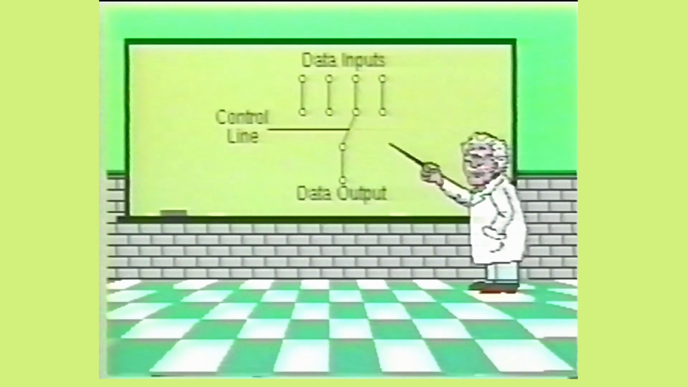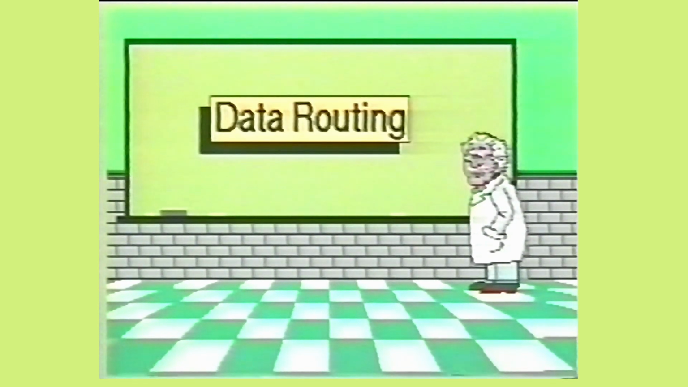The multiplexer may be considered an electronically controlled switch in which one of the data inputs is connected to the output. The input information being transferred to the output is determined by the control lines in the circuit. This method of selection is often referred to as data routing.